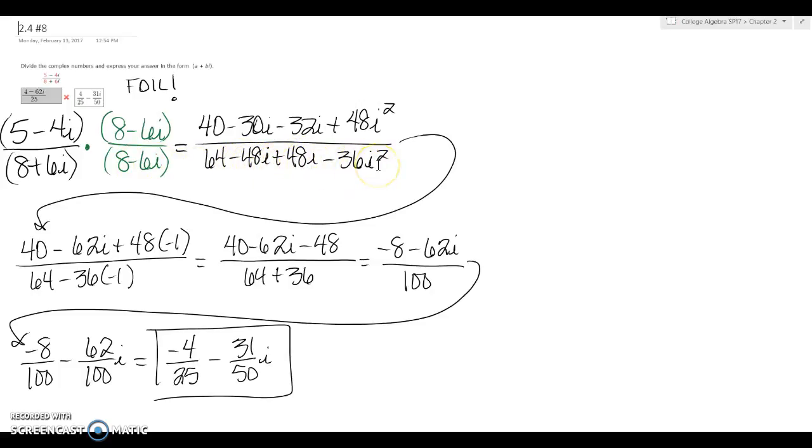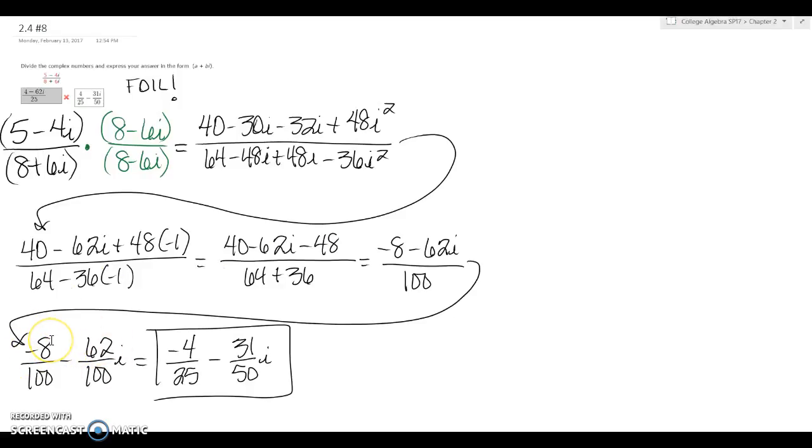And we know that i squared is a number, so really our focus needs to be this i needs to go away. So simplifying, 40 minus, I combine my like terms to minus 62i plus 48 times negative 1. So recall that i squared equals negative 1, so I'm just substituting there. And in the denominator, when I combined my two middle terms, they canceled. And so I had 64 minus 36 i squared, so I replaced the i squared with negative 1. Just keep simplifying all the way until I get here.